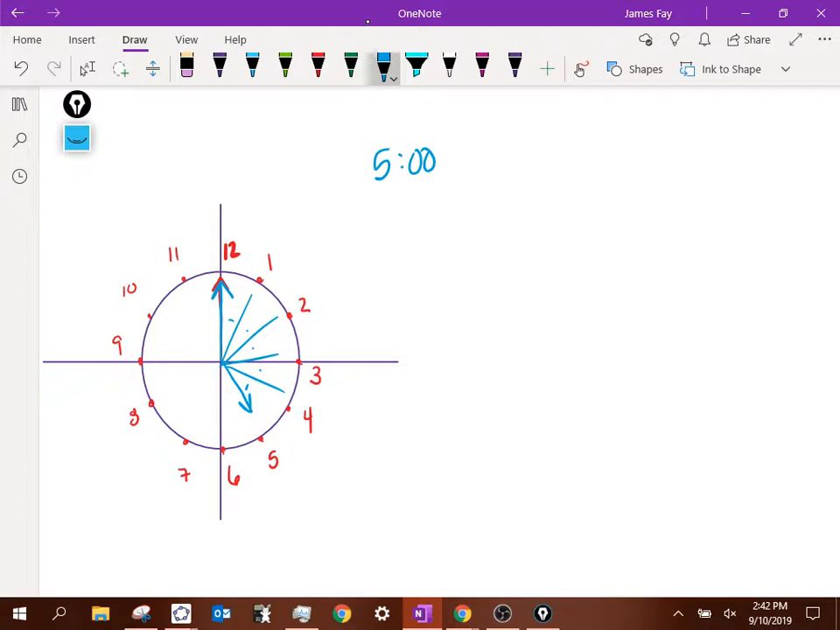So we can have angles that are bigger than 180 degrees. We're just not going to talk about them yet. So that's why they tell you in the directions, use the smaller of the two angles that are created. But does that help? Does that make sense? Okay.